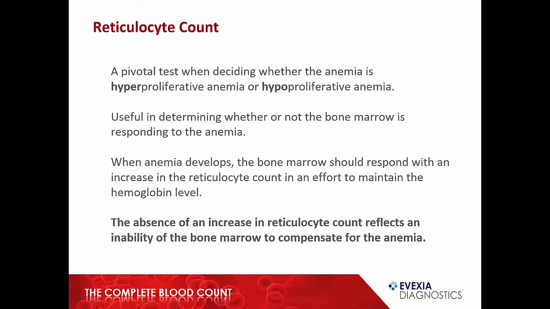Now, analysis of the reticulocyte count is useful in determining whether or not the bone marrow is responding to the anemia. So when anemia develops, the bone marrow should respond with an increase in the reticulocyte count to help maintain the hemoglobin level. And the absence of that increase reflects the inability of the bone marrow to compensate for the anemia. So that's the information that it is providing.